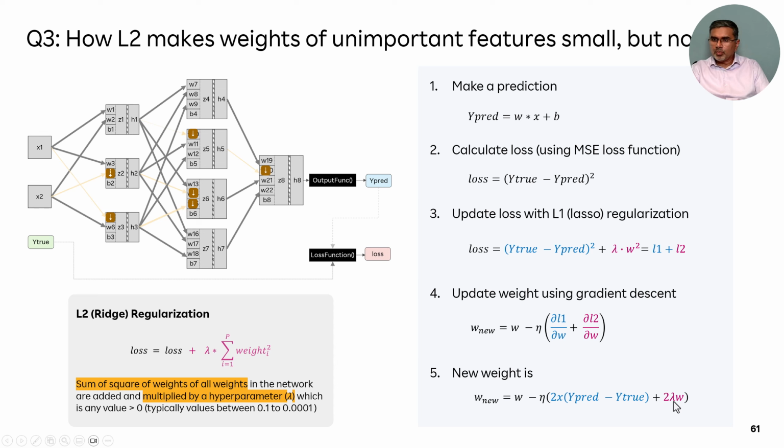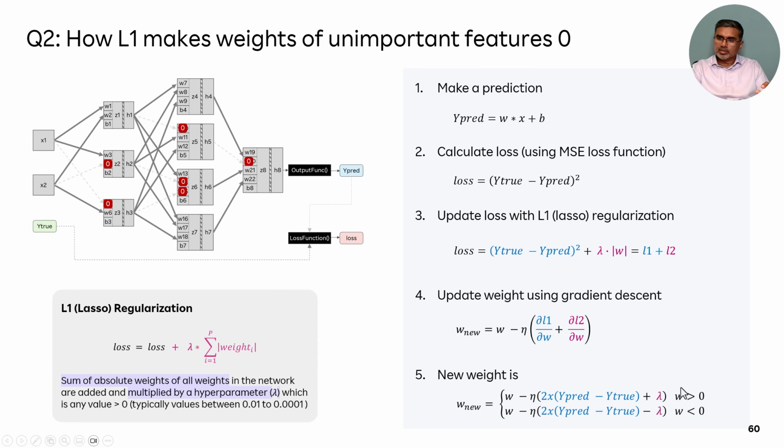Now the question is: why does this result in the weight getting diminished even further but never reaching zero? And why, in the case of L1 regularization, does just adding lambda alone or subtracting lambda alone, depending on the sign of the weight, make it zero? Now let's see a demonstration of that.